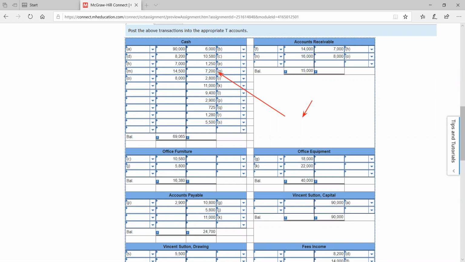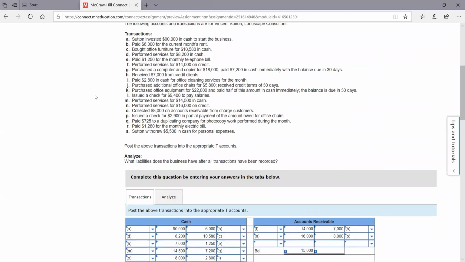Well, that's going to be $10,800. So this $10,800 right here, notice it says letter G, that's all part of the same transaction. So if you take $10,800 plus the $7,200, that gives you total credits of $18,000, which offsets that debit of $18,000. So be careful on that one. All right, so that's letter G.